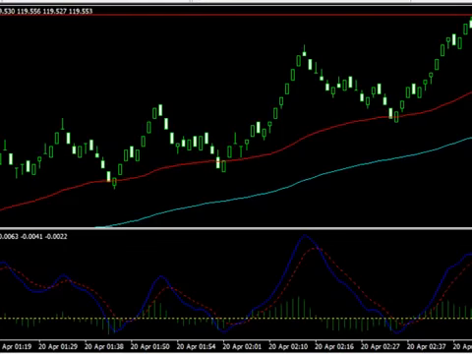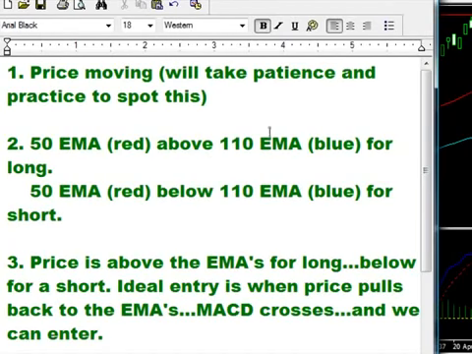So this is a range chart. This is a 3-minute range chart, so you'll have to set that up. And I've written out the rules. Okay. Rule number one, as usual, is we want price to be moving. We can see that pretty easily in the range charts. So we want to make sure that there's some real sine wave action, up and down, before we even consider a trade. This will take a bit of patience and practice to spot, but it's very, very important.